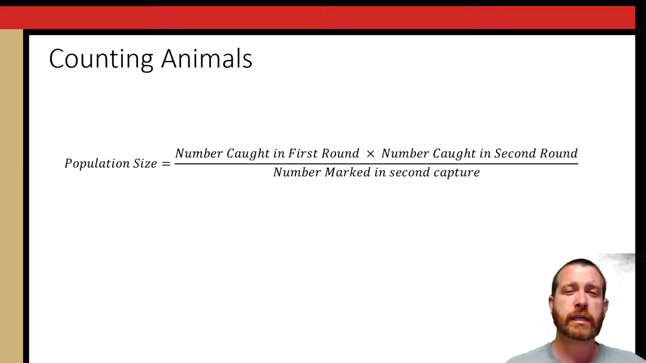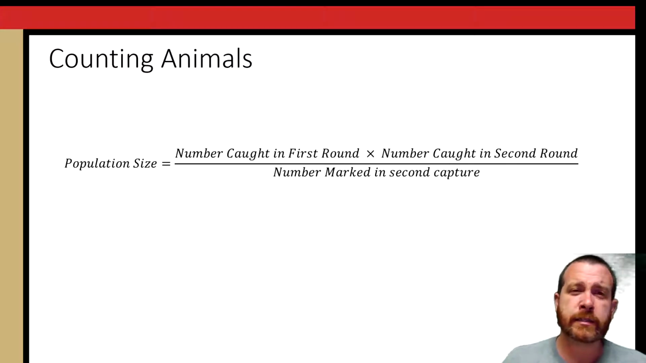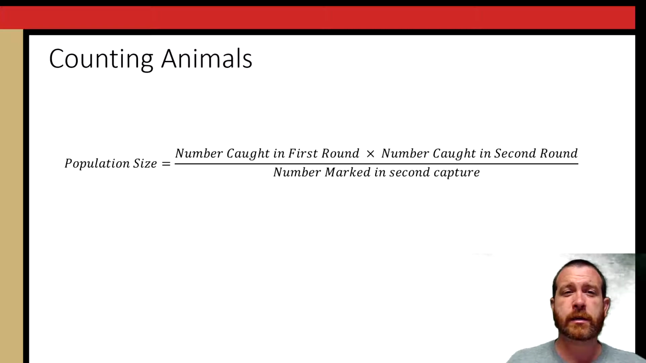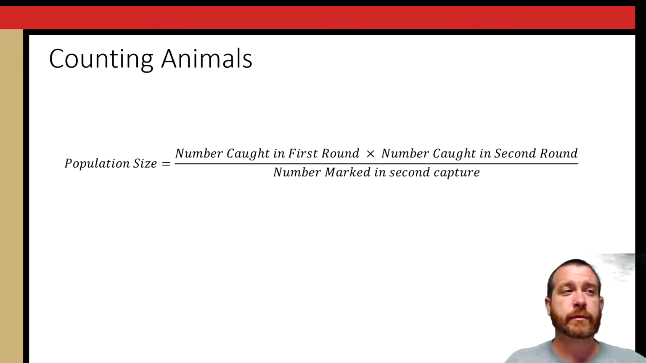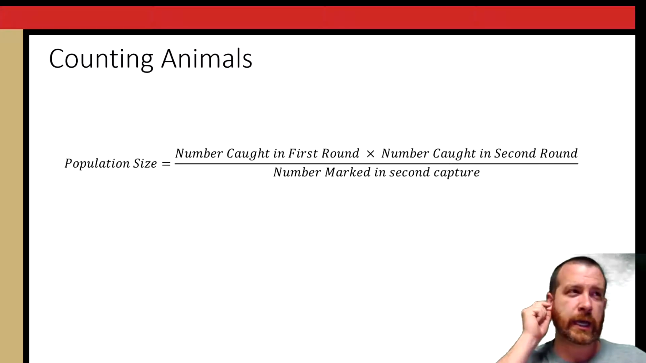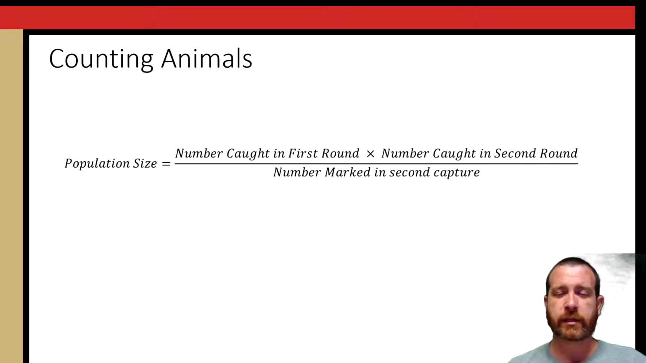When we do that, there's a little bit of math that can help us out. Our best guess on how many animals, the population size, is equal to the number of animals we caught the first time, times the number of animals that we caught the second time, divided by the number of animals in that second catch that we already had marked, right? So they had the ear tag or they had a little clip in it.